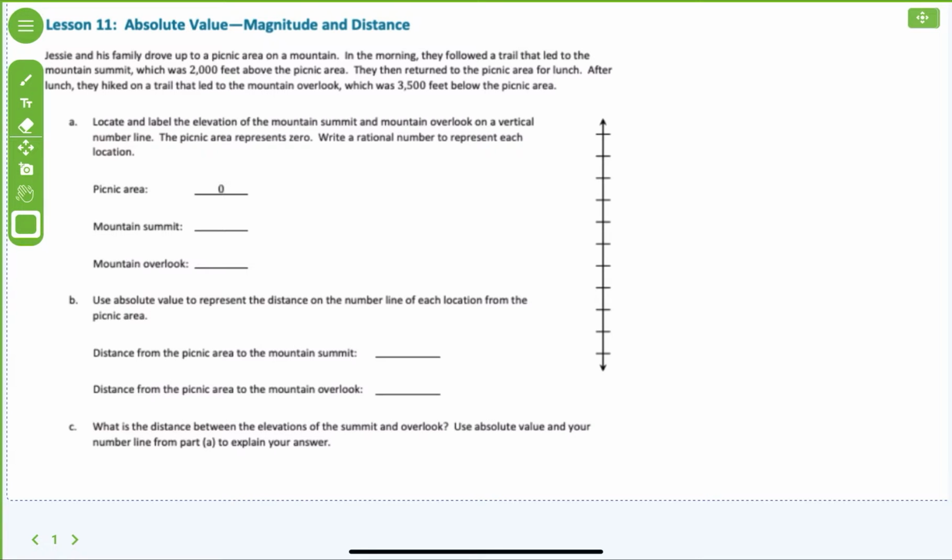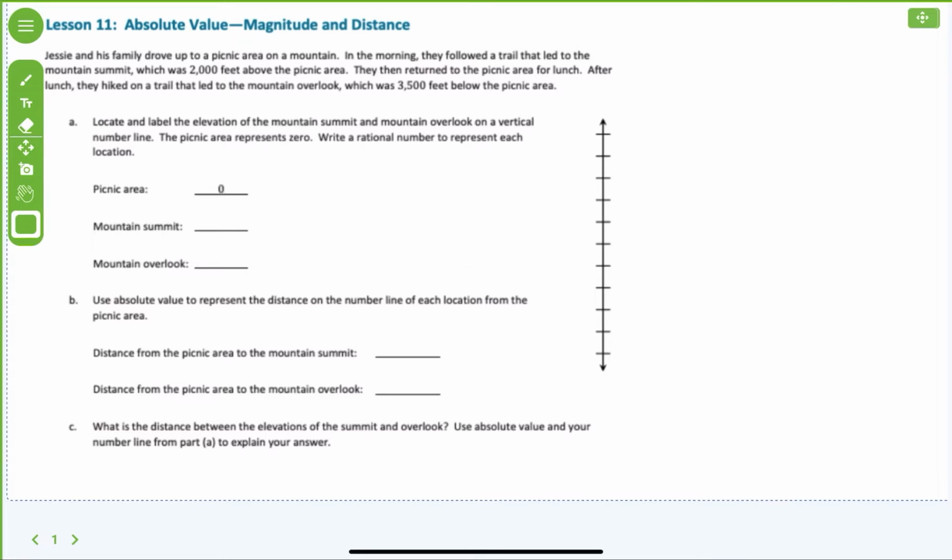They then returned to the picnic area for lunch. After lunch, they hiked on a trail that led to the mountain overlook, which was 3,500 feet below the picnic area. So A says, locate and label the elevation of the mountain summit and the mountain overlook on a vertical number line. The picnic area represents 0. Write a rational number to represent each location.